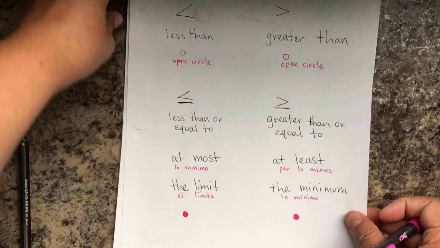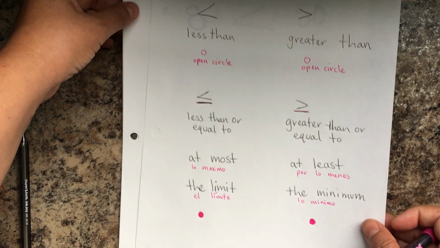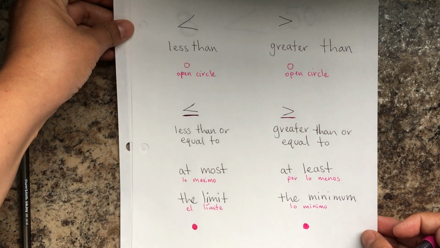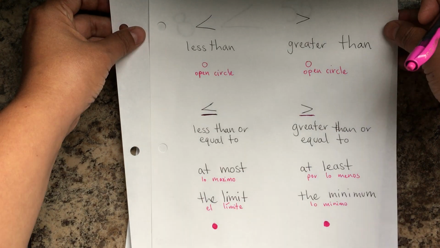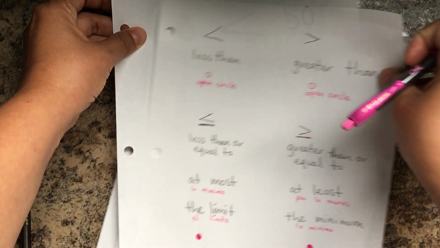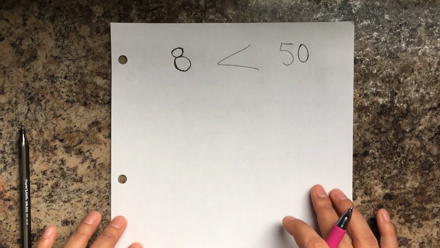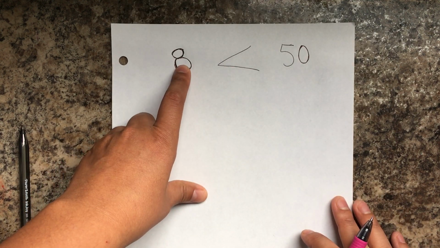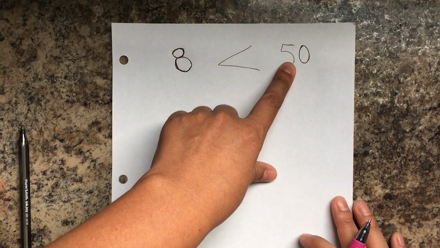Okay, so before we go on to solving and graphing inequalities, we need one more piece of information. Okay, so you might want to pause the video and copy this in your notes. Or maybe you want to watch the whole video and then come back to it to make the notes. It's up to you. Okay, so we know, right? We know that number 8 is smaller than number 50.